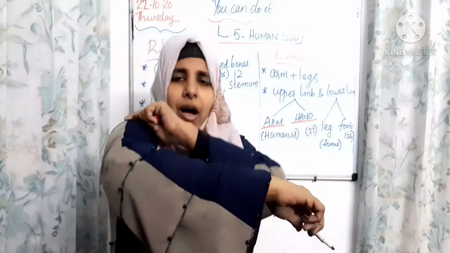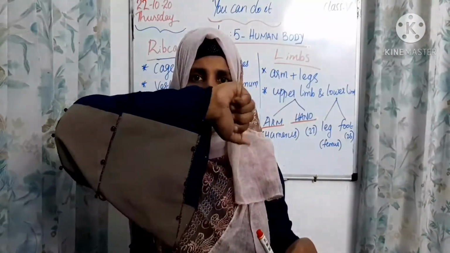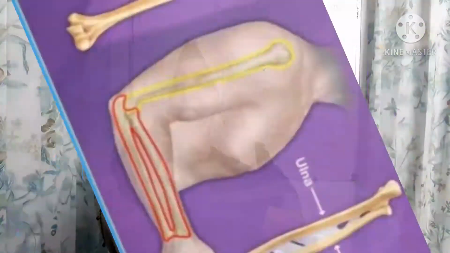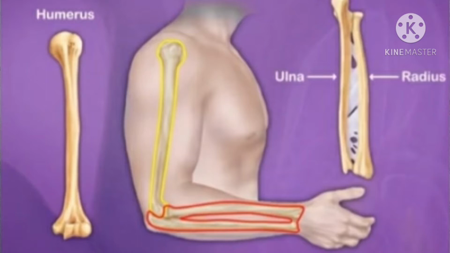Upper limb consists of arm and hand, right? And this arm is made up of three types of bones. The upper arm is made up of the humerus. It is the longest bone in the upper arm. So the upper arm is made up of the humerus. It is the longest bone in our arm.